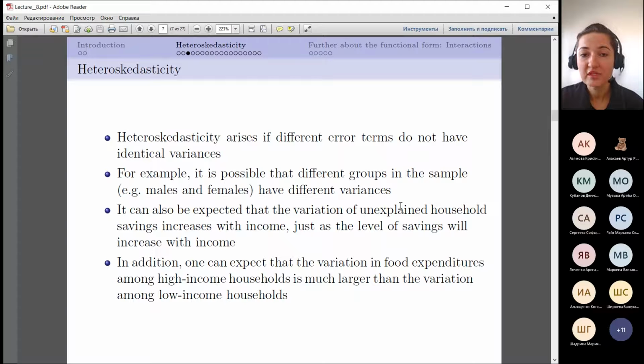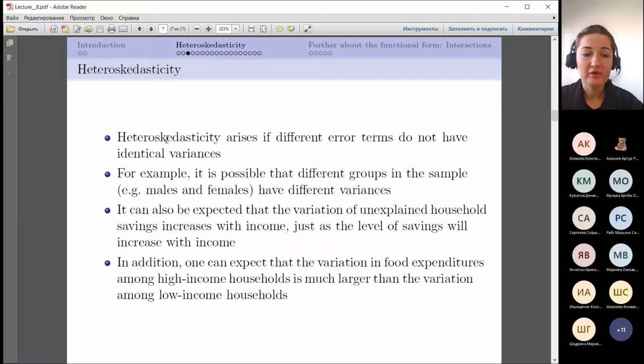So when I talk about different segments of the population, I mean that these segments are defined by different independent variables X. So heteroscedasticity arises when different error terms don't have identical variances. If you translate it literally, homo means equal, and skedasticity means disturbance. So heteroscedasticity is the opposite situation.